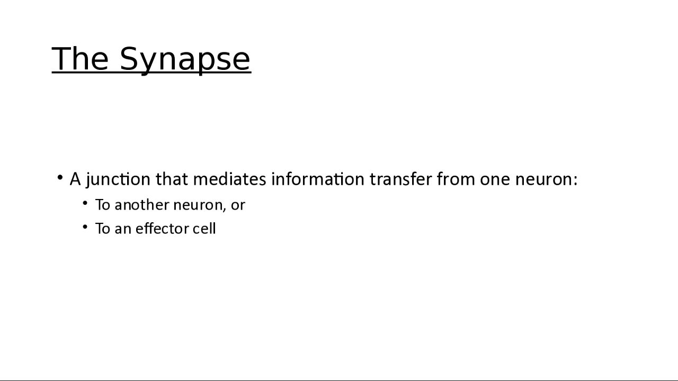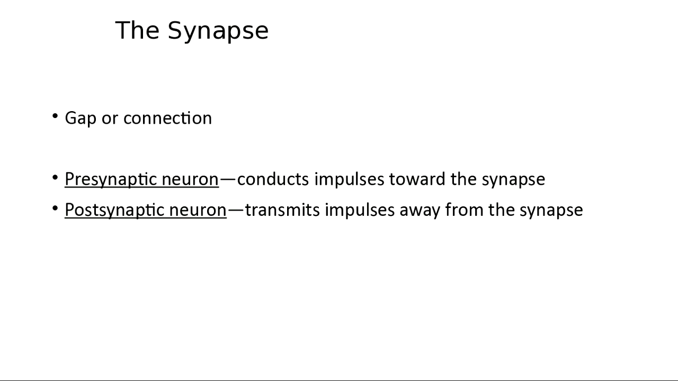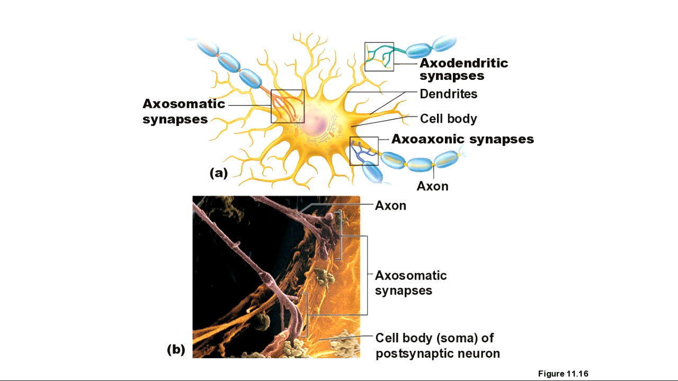A synapse is a junction, a connection from one neuron to another neuron, or from the first neuron to an effector cell. And it means gap or connection. So you have the presynaptic neuron, which is the one before the synapse, and then the postsynaptic neuron, which transmits impulses away from the synapse. And this is a picture depiction of several types of synapses. This would be your axosomatic synapse. So the axon is actually attached to the soma of that neuron.